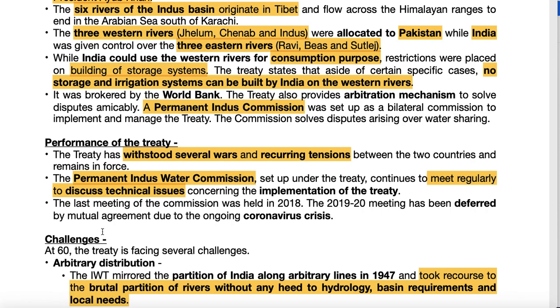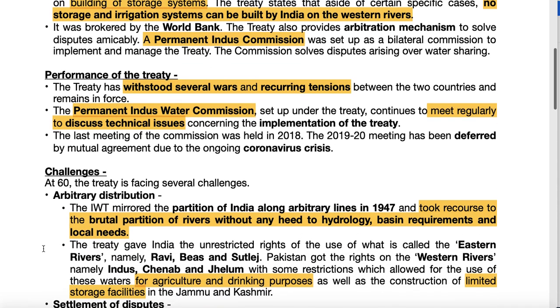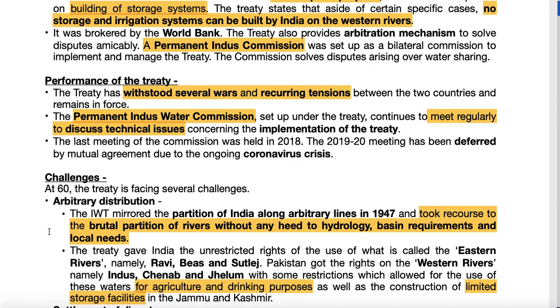So, let us see what were the challenges, what are the current challenges, and how the Indus Water Treaty has been withstanding such challenges over the past 60 years. The first challenge is the arbitrary distribution. This first challenge stems from the inception of the treaty itself.